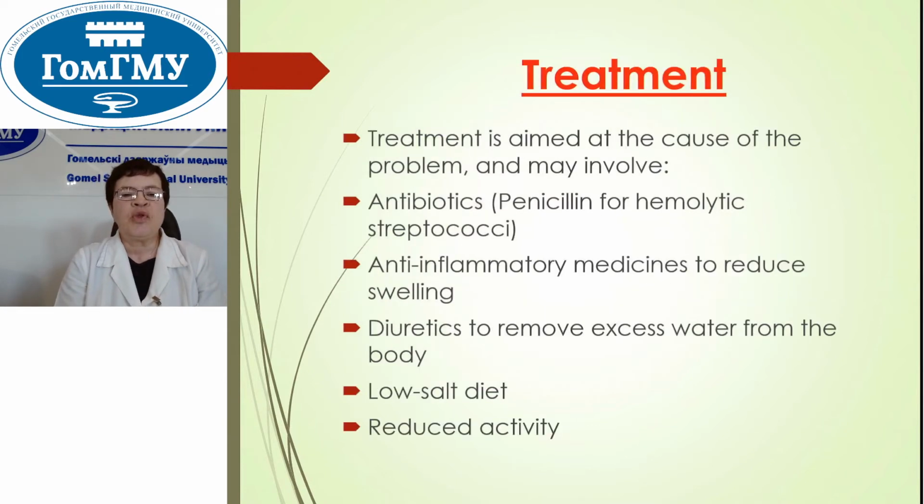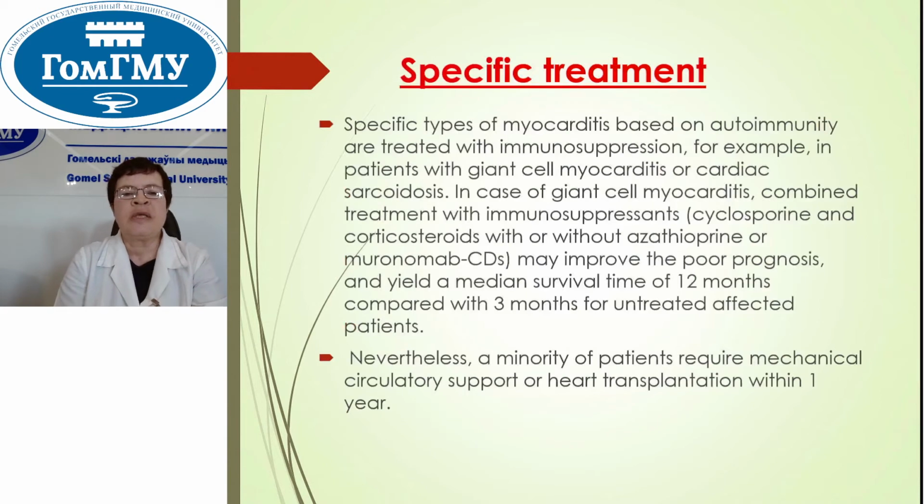Treatment. Treatment of myocarditis is aimed at the cause of the problem and may involve antibiotics, anti-inflammatory medicines to reduce swelling, diuretics to remove excess water from the body, a low-salt diet, and reduced activity. Specific types of myocarditis based on autoimmunity are treated with immunosuppression, for example, in patients with giant cell myocarditis or cardiac sarcoidosis.